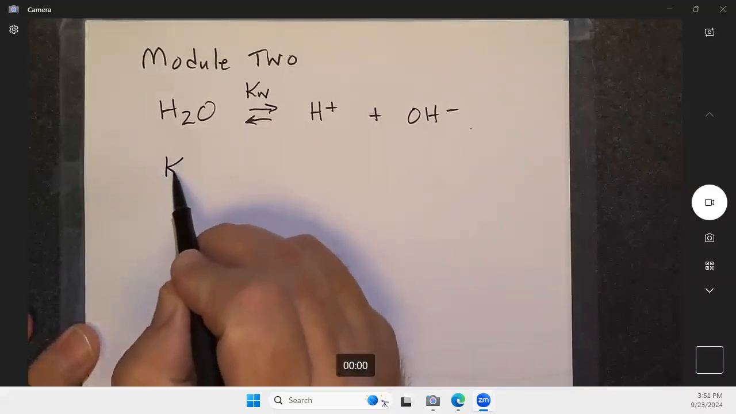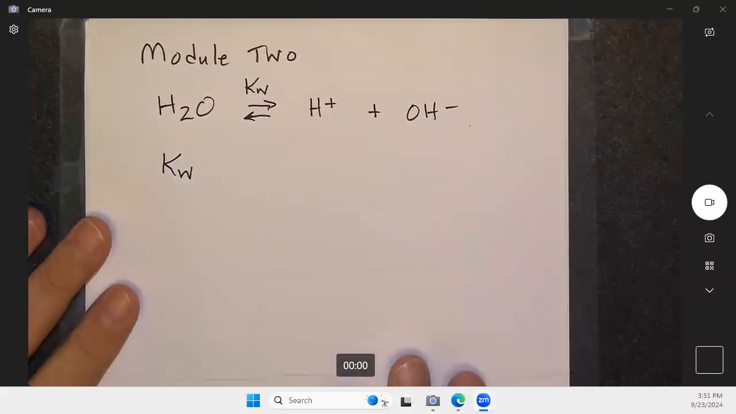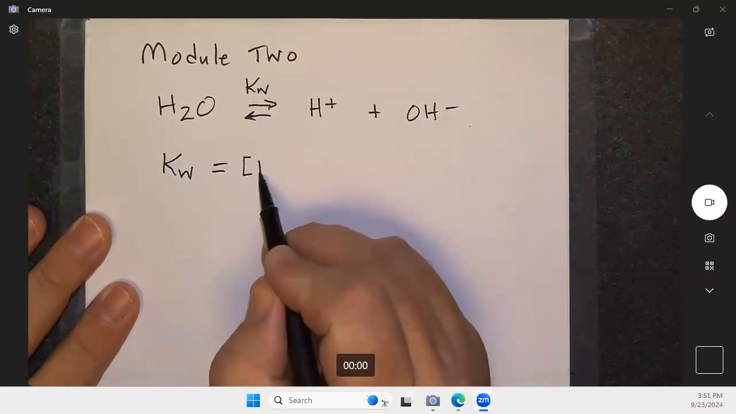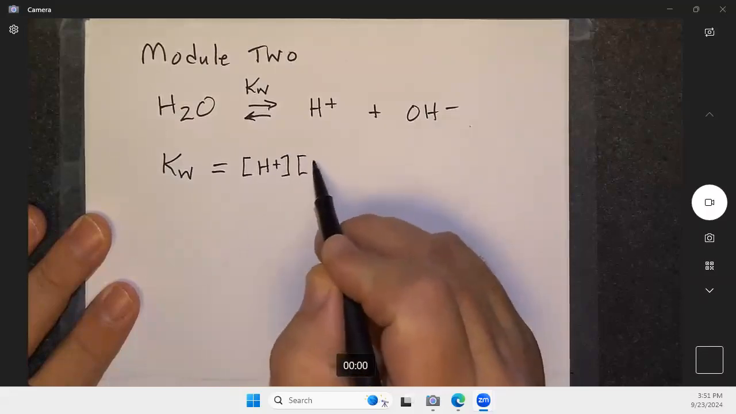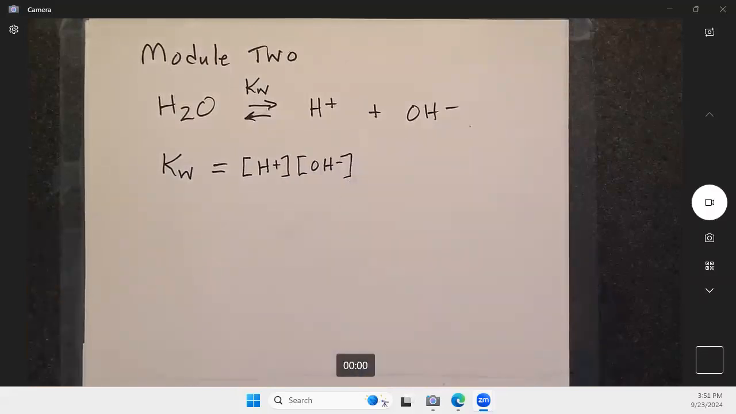We know that if we are at 25 degrees, the Kw expression is the product of hydrogen ion times hydroxide ion, and it's just simply the products, right? A typical equilibrium problem: the products each raised to their stoichiometric power divided by the product of the reactants each raised to their stoichiometric power. But in this case, water doesn't appear in the equilibrium constant. So in this case, it simplifies to this expression.